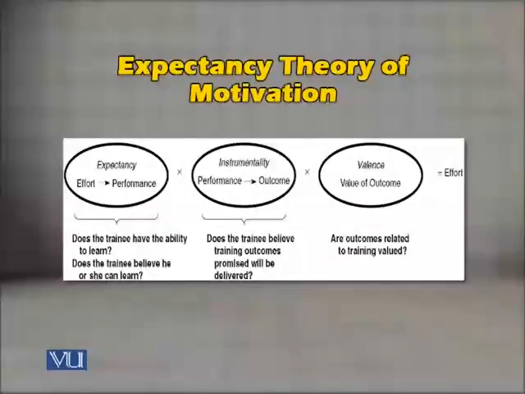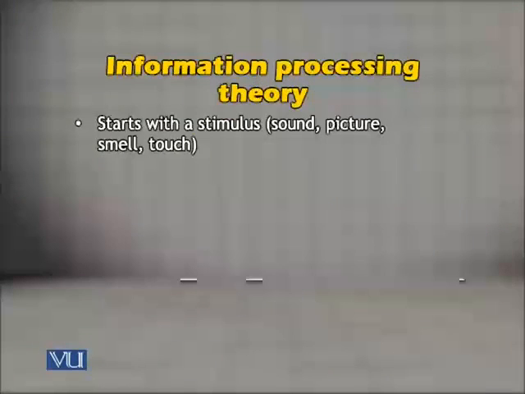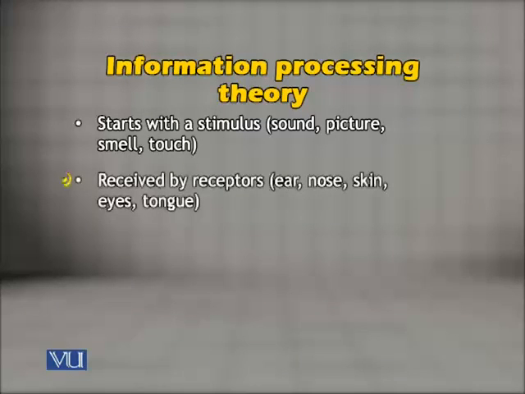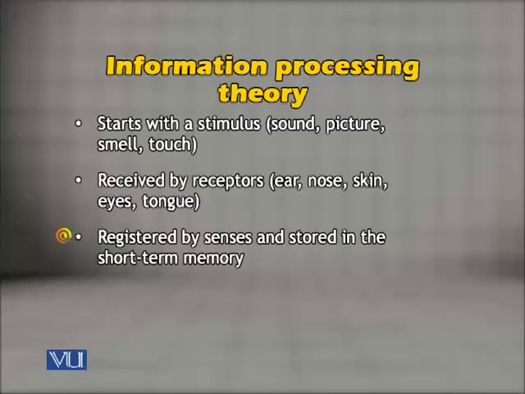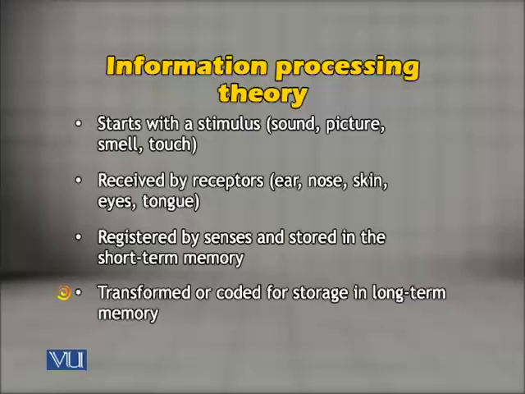So if you can see in the diagram, information processing starts with a stimulus. The stimulus could be a sound, picture, smell, touch. This stimulus is received by receptors, which could be all your senses, ear, nose, skin, eyes, tongue. Then these receptors send the message, which is registered by senses and stored in the short-term memory. From short-term memory, it is transformed or coded for storage in long-term memory.